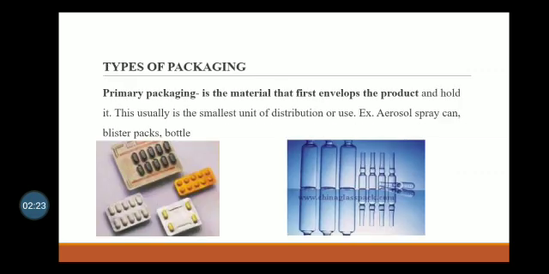Types of packaging. Primary packaging is the material that first envelops the product and holds it. This usually is the smallest unit of distribution or use. For example, aerosol spray can, blister packs, bottle. In the diagram, this primary packaging is shown.